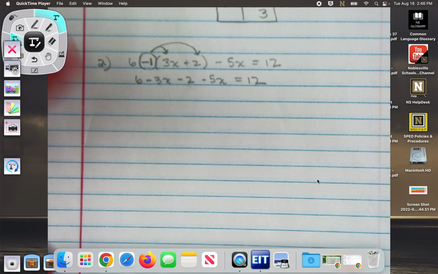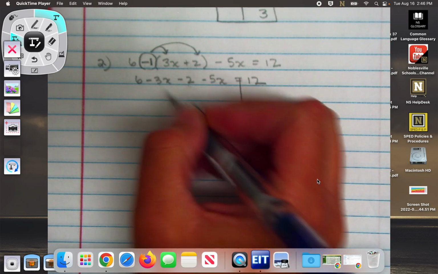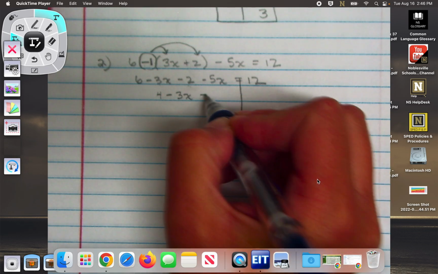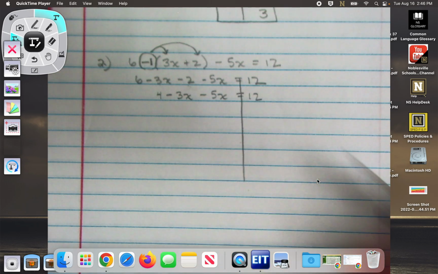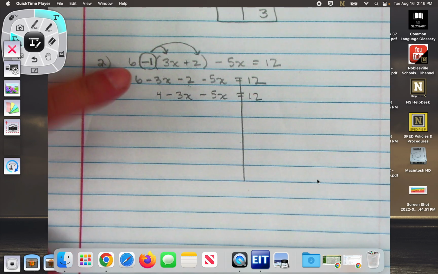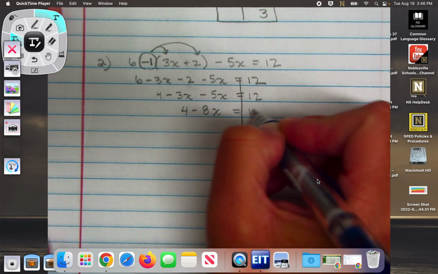Oh, yeah. So now I've got some like terms. I'm going to draw my wall of equality. So I'm going to do 6 minus 2, and I'm going to get 4 minus 3x minus 5x equals 12. Remember, I'm just doing one step at a time. Shouldn't you combine the 3 and the 5? I'm doing one step at a time. So I combined the 6 and the -2 first, and now I'm going to combine the -3x and the -5x. I just show the process one step at a time, but if you can do more than one at a time, by all means. So now I have 4 minus 8x equals 12.